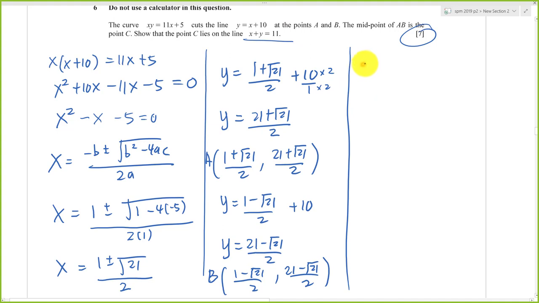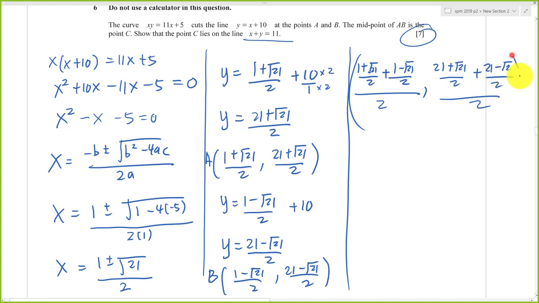So midpoint is basically x plus x, 1 plus square root 21 over 2 and 1 minus square root 21 over 2, divided by 2, comma, and then y plus y over 2. Okay, this is the same denominator, so 1 plus 1 you get 2. 2 divided by 2 you get 1, so the first one is 1 over 2. Same denominator, 21 plus 21 is 42. Square root 21 minus square root 21 is gone. So 42 divided by 2 is 21, so it's 21 over 2. This is the coordinate C.